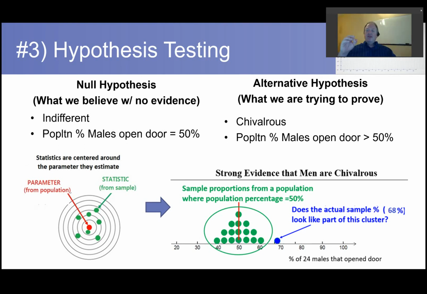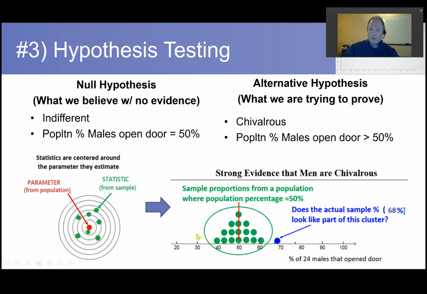And this is where that 5% criterion comes from. What I want to know is if our sample really came from a population where the percentage was 50%, how likely am I to see my observed percentage of 68%? How likely is the same as percentile.